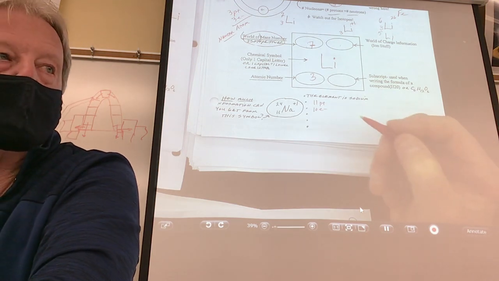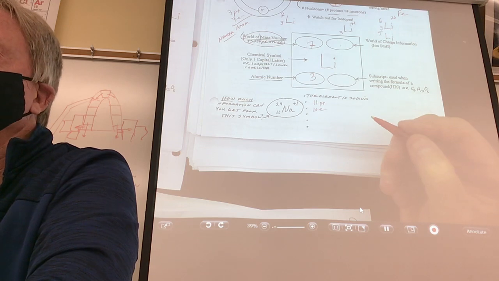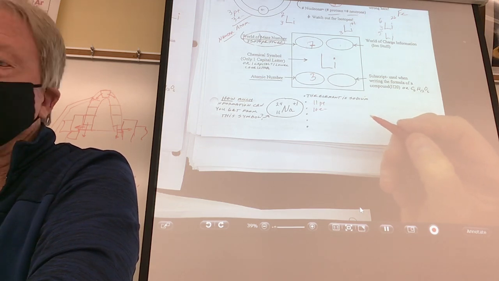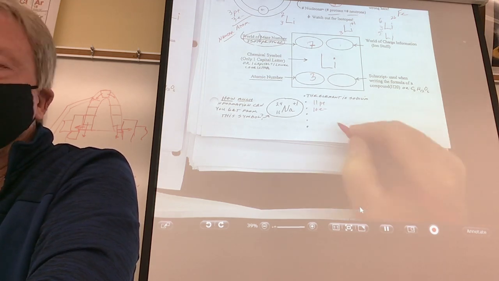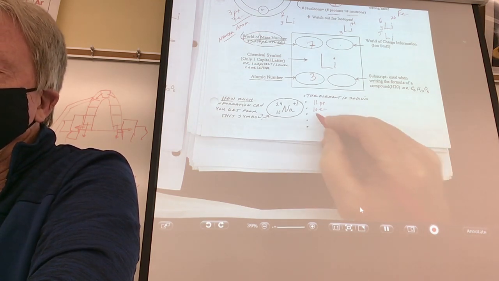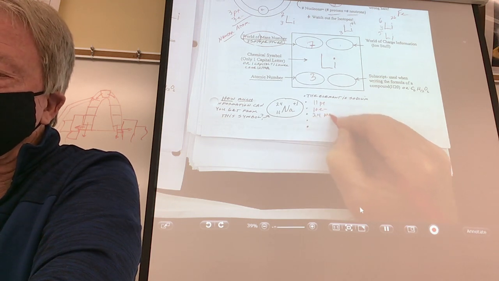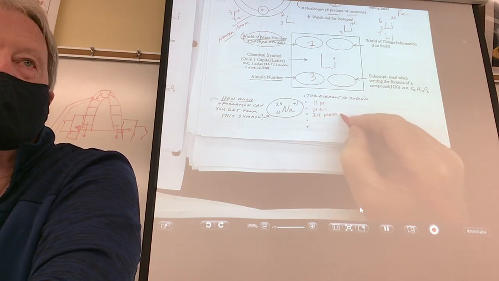Anything else you can tell me? Somebody else. Something else you can tell me from this symbol. Who didn't normally talk? Danielle. Tell me something else. Its mass number is 24. Yes, so it has 24 things in the nucleus. So its mass number is 24. There's 24 things in the nucleus.